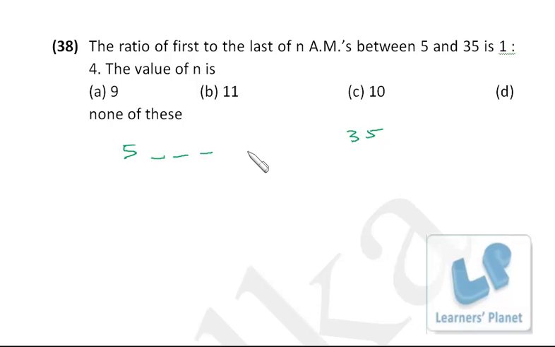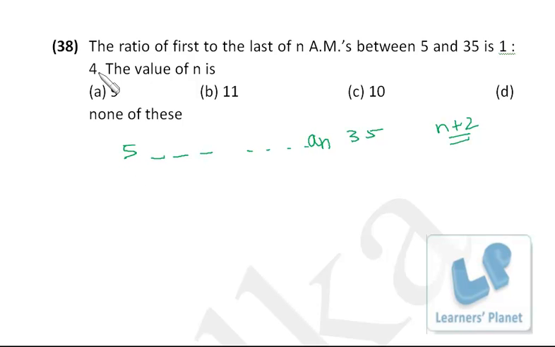1, 2, 3, till that is the nth arithmetic mean, or I can say maybe an, right? That is the nth arithmetic mean. So it is n arithmetic means between 5 and 35. So the total number of terms will be n plus 2.